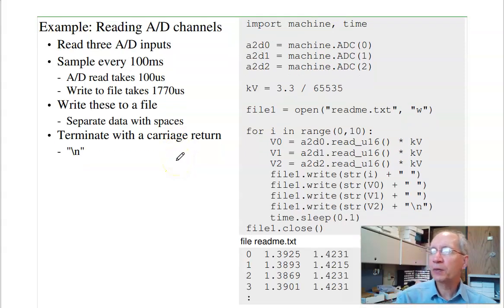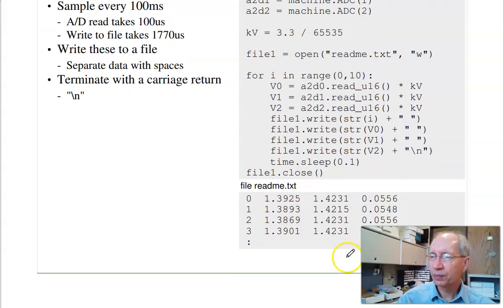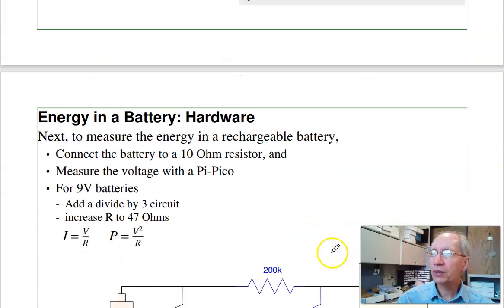So with that, let's have some fun. Let's just read the analog inputs and save it every 100 milliseconds. So what I can do is read the analog input 0, 1, 2, convert to volts for a sample size of 10. I'm going to read the voltage on each A to D, write i and the voltage, followed by a carriage return, wait 100 milliseconds and repeat 10 times, then close the file. If I do that, when I then open the file, what I see is the first one is i, the sample number, V0, V1, V2.